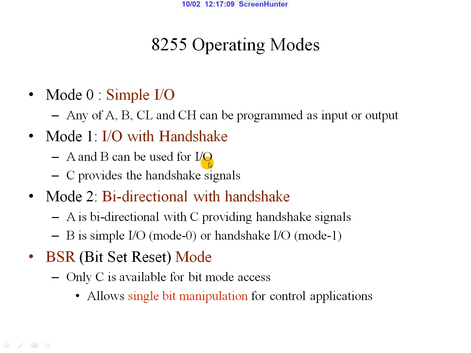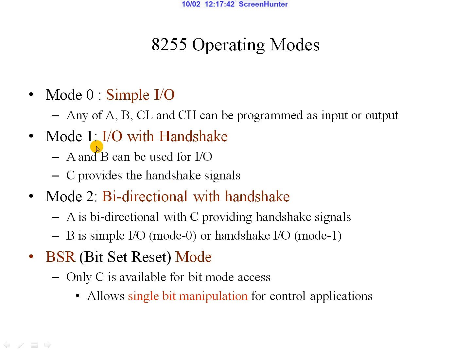Mode 1 is input output with handshake, that is, this particular port A and B can be used for input output, but port C is going to provide handshaking signals. So port A and port B are going to be port pins, but port C is going to be used as handshake signals. Handshake signals means these signals are going to be used for communication of port A and port B with the external devices.